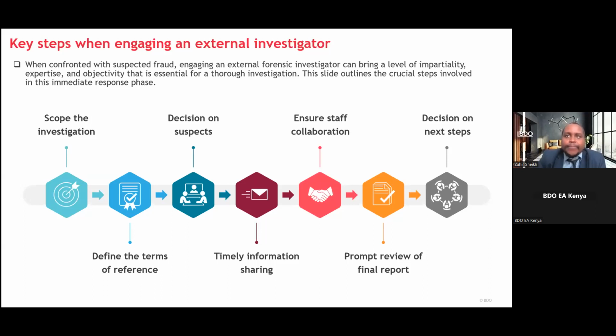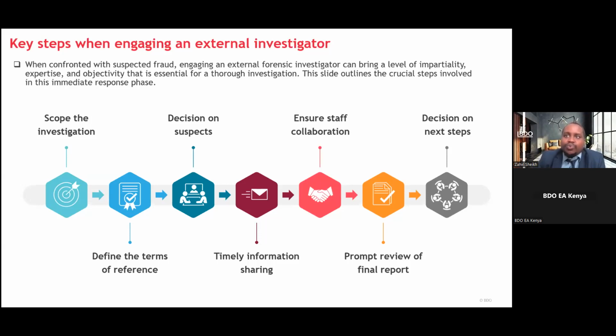So let's go along to some of the key steps when engaging a forensic investigator. When your organization is confronted with fraud, as we discussed, an external investigator will bring a level of impartiality and expertise that is very essential for a thorough investigation. But there are some very key steps that you should take to be able to engage this investigator in an efficient and resource-freeing manner. So the first is scoping the investigation.